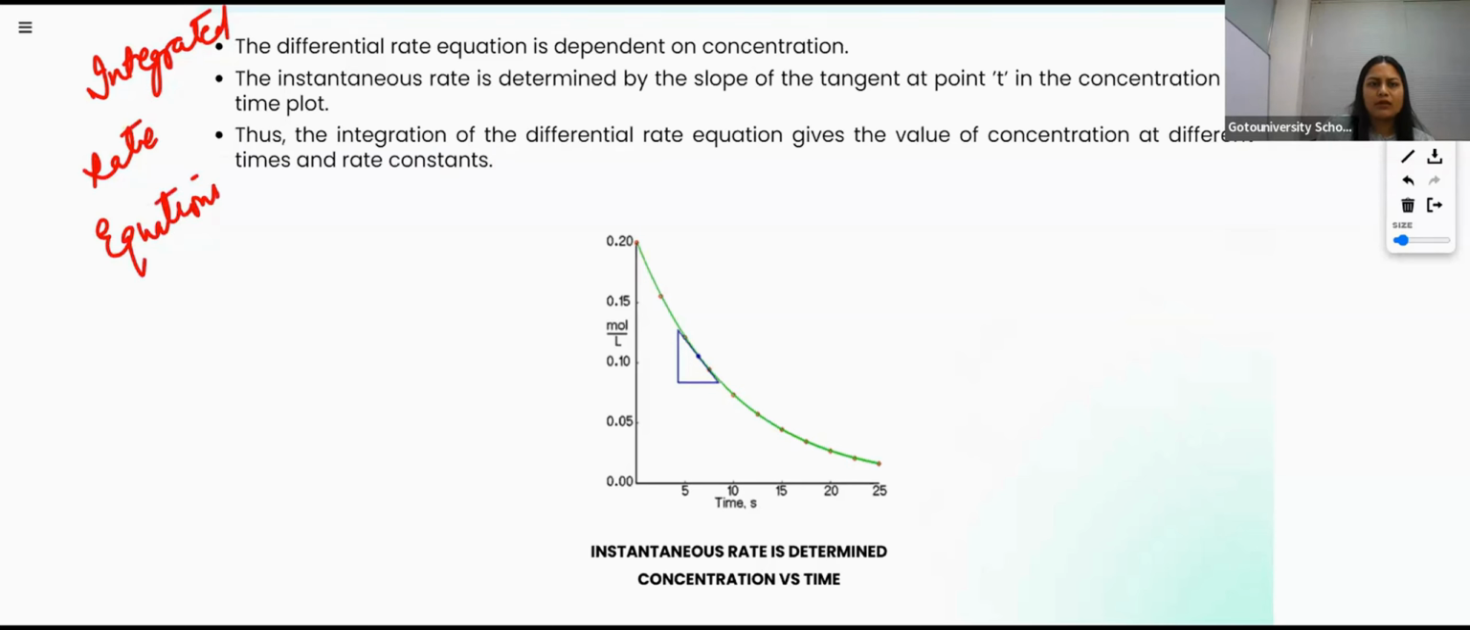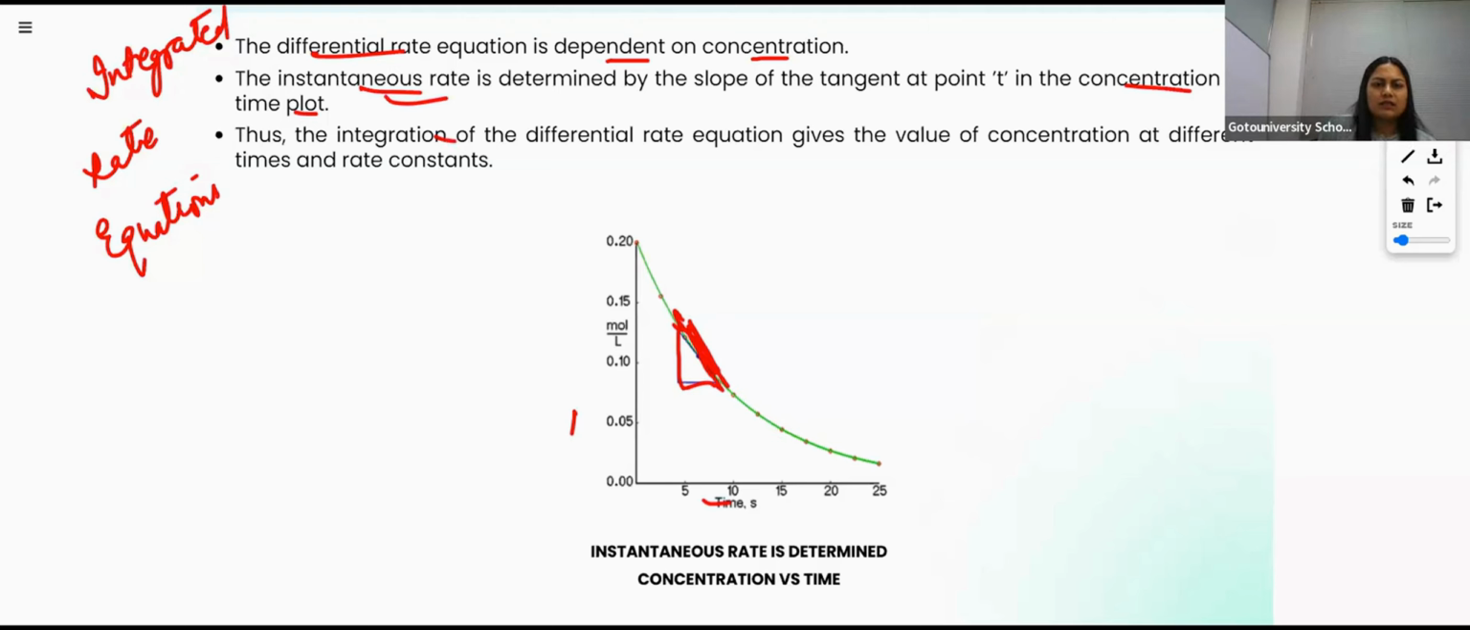Now the differential rate equations depend on concentration. And the instantaneous rate is determined by the slope at the tangent at point T in the concentration versus time plot. To calculate the instantaneous rate, we are using the tangent point on the concentration versus time graph of the chemical reaction.